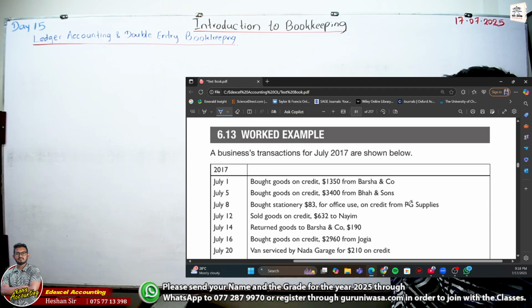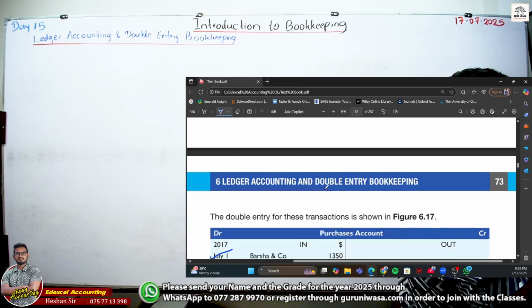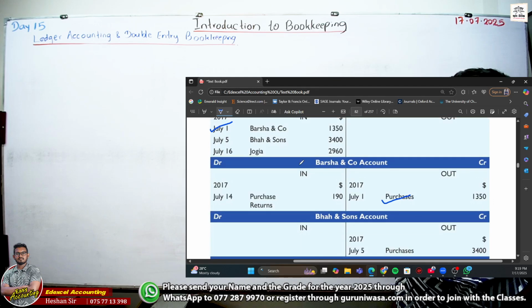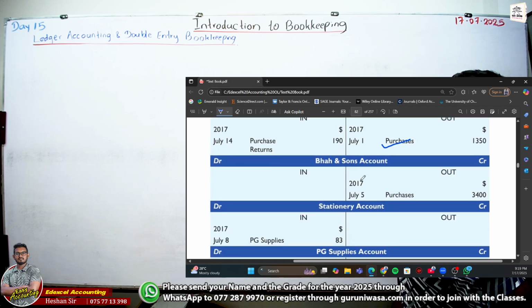Next one. Bought goods on credit. Sorry, this is Basha and Sons, right? Another one, so these are two companies. When we purchase on credit, our liability increases, right? So first one, purchase account debit, Basha and Company account credit. Second one, purchase account debit, Basha and Sons account credit.